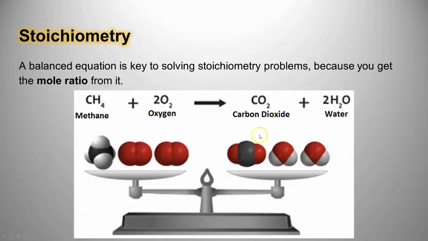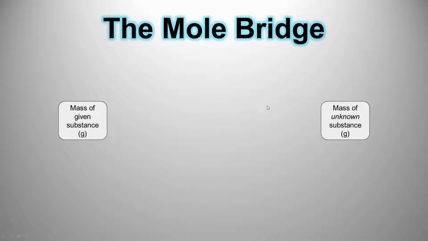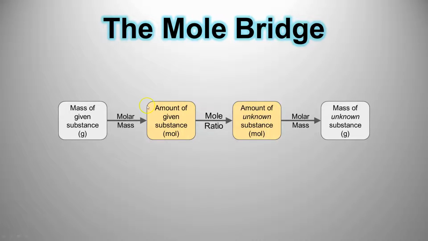Or 1 mole of methane is going to react to form 2 moles of water, or 2 moles of oxygen and 1 of CO2. So all those ratios that we've seen before. Now, in order to get from the mass of a given substance to the mass of an unknown substance, we need to cross what is called the mole bridge. Here's the way it's going to work.